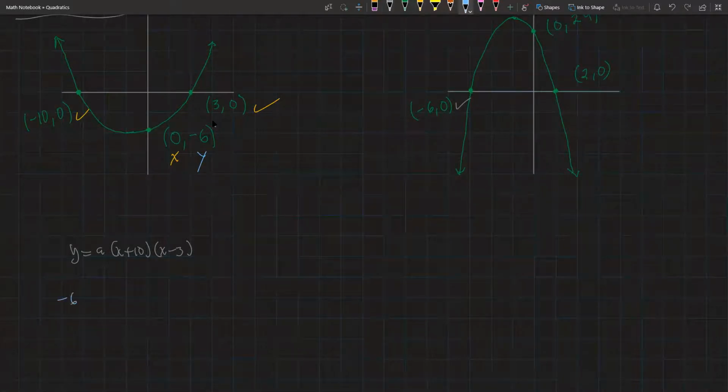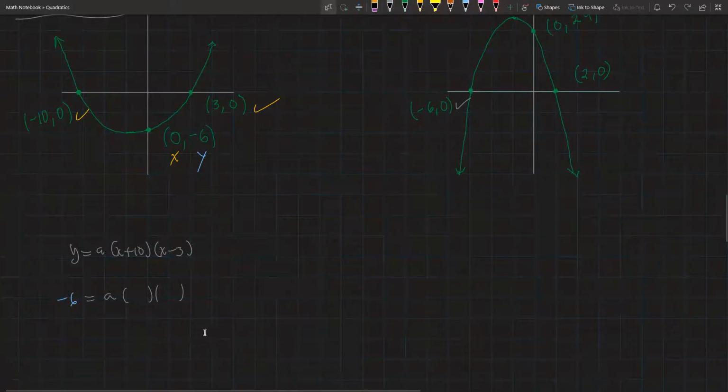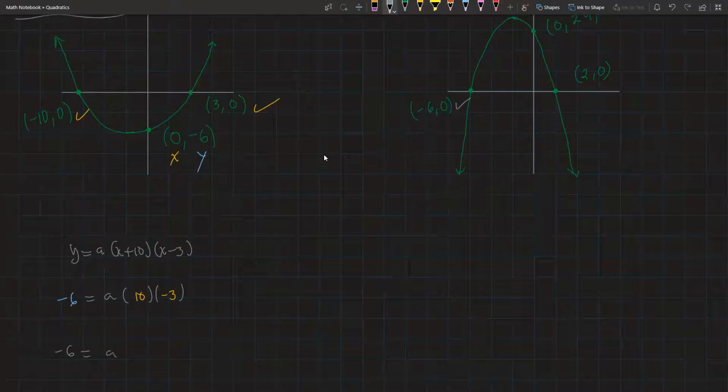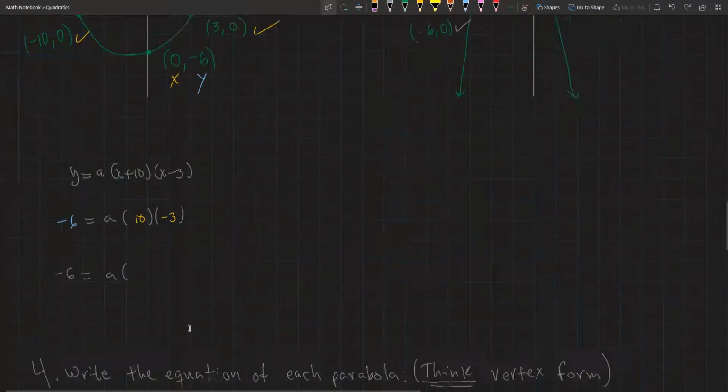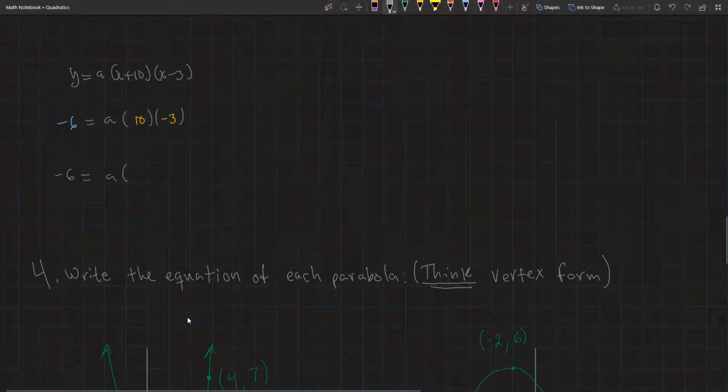So then we have that negative 6 is equal to this vertical stretch, or a term. And remember, the nice thing is that when x is 0, we have 0 plus 10, which is just 10. When x is 0, we have 0 minus 3, which is negative 3. So therefore, on the left side, nothing changes. We get negative 6 equals a times 10 times negative 3. It's negative 30. Which means that now we have a equals negative 6 over negative 30, which is the same as 6 over 30. And that simplifies to 1 over 5.